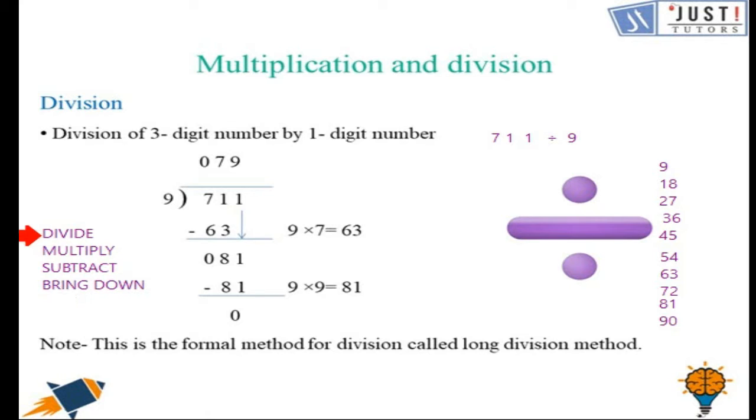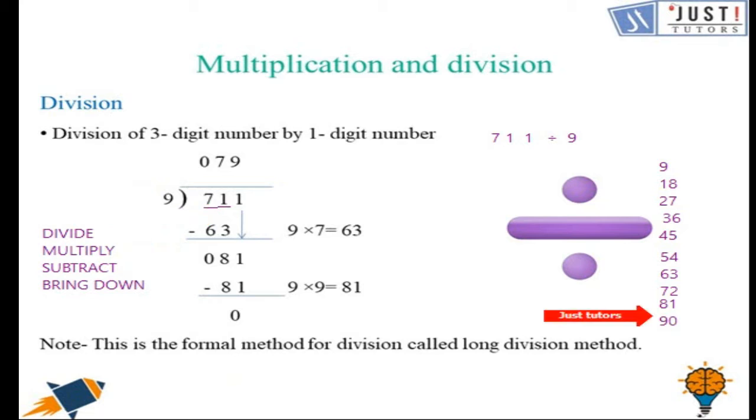So the first step is divide. Have a look, how many times does 9 go into 7? Let's imagine that you have 7 items and you want to make a group of 9. Would you be able to make any group? Well, the answer is no, and that's why we'll talk about these 2 digits. So how many groups of 9 can you make out of 71?